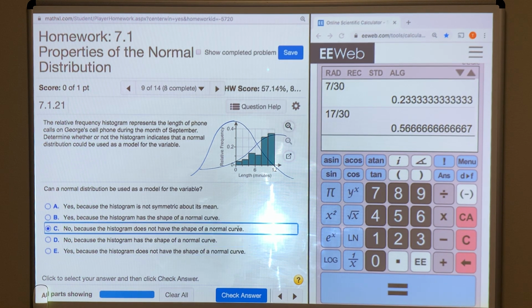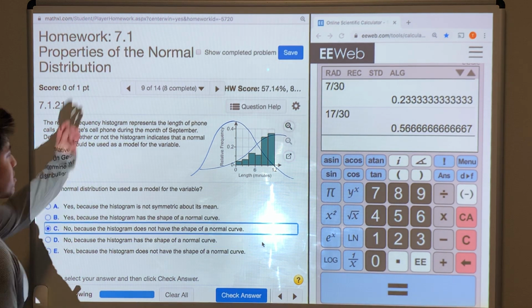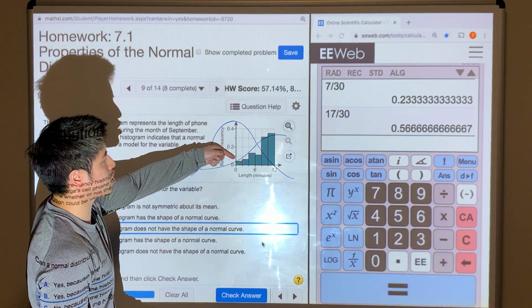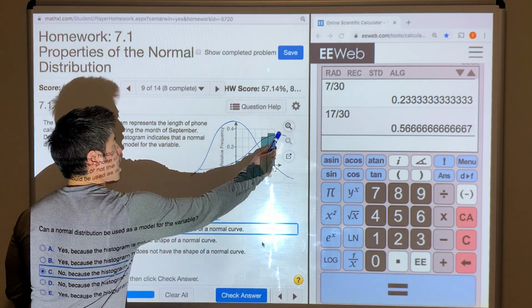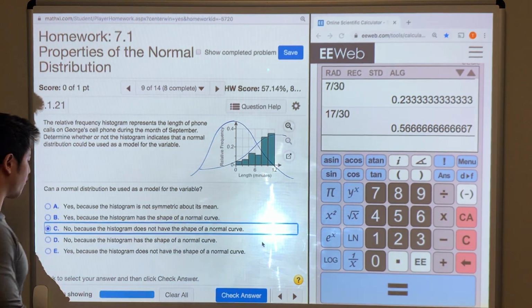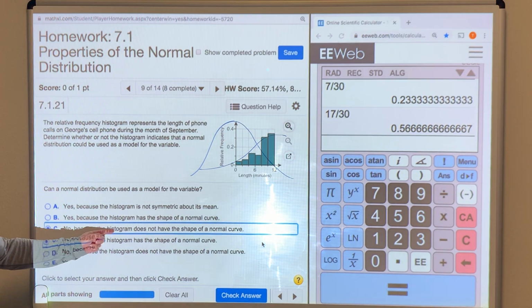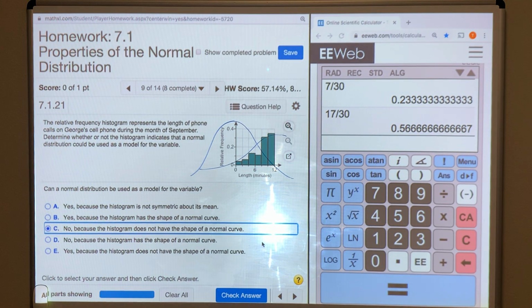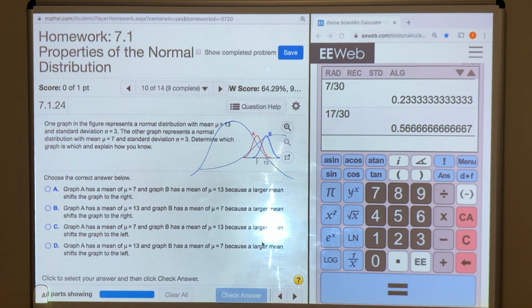Yes, no, it's a no. It's supposed to have a shape of a normal curve, a bell-shaped curve, but it's not. It's skewed left, because it does not have this shape. No, because the histogram does not have the shape of a normal curve. In order to model the data after a normal distribution and perform the calculations necessary, it has to look like a bell shape to a certain degree. Okay? All right, let's look at number 10, shall we?